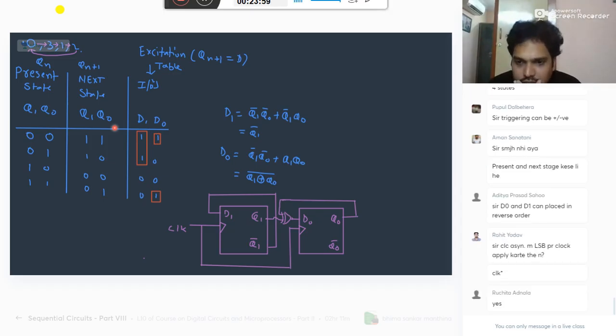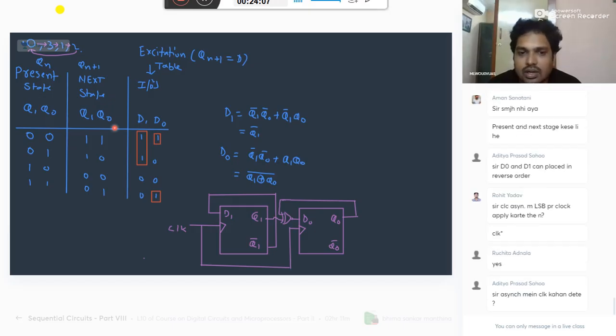I didn't get you, Rohit. In asynchronous, the clock is applied to the LSB, right? That is for asynchronous. For synchronous, you apply the clock to all flip-flops at a time.